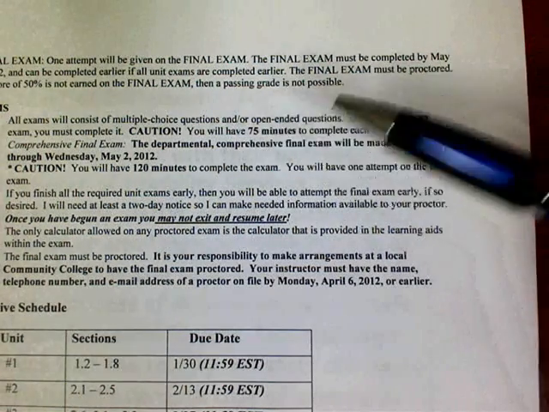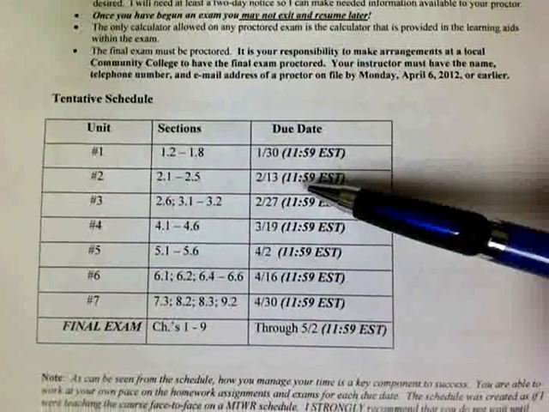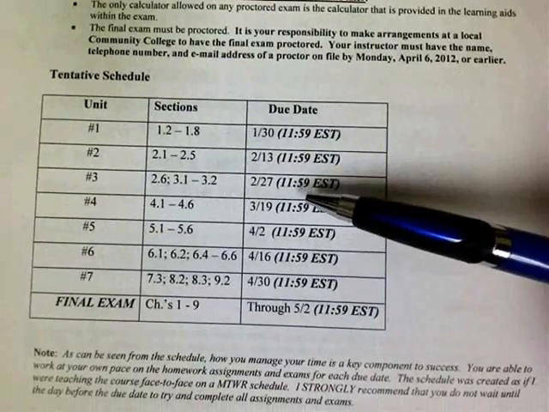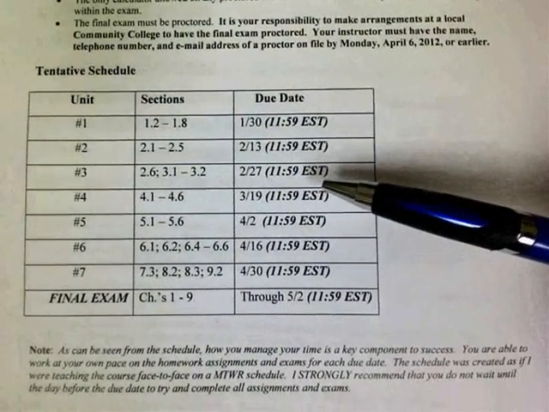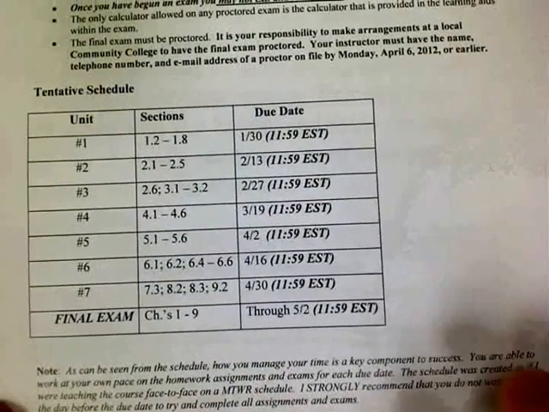You can read this for yourself. These are the due dates. They're pretty spread out between 2 and 3 weeks. No reason for you not to be able to finish this class and do well. It's set up for you to succeed. Keep that in mind. You should succeed.